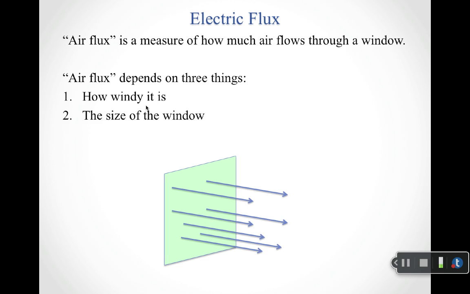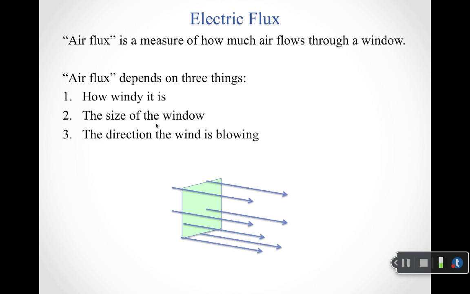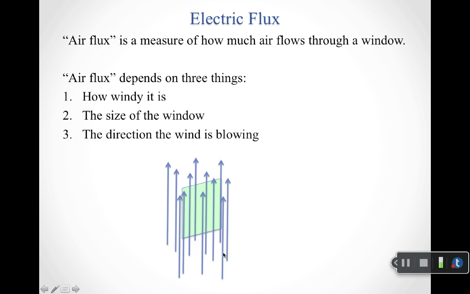Obviously, I'll get a very different value for the air flux if I use a large window than if I use a smaller one, right? So there's clearly plenty of the air that before was able to get through the window that can't now because I'm simply using a smaller window. And then the third thing it depends on is the direction that the wind is blowing. You'll notice here that the wind is basically blowing perpendicular to the surface of the window. I could imagine a situation in which the wind was blowing straight up the wall, and then I would get very little air coming through rather than a lot of air coming through.